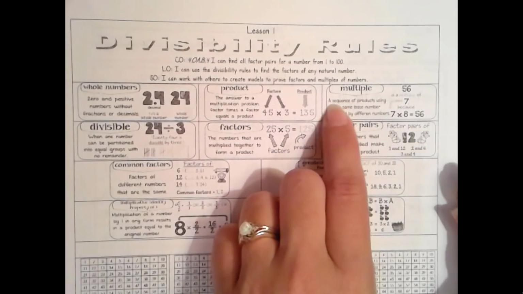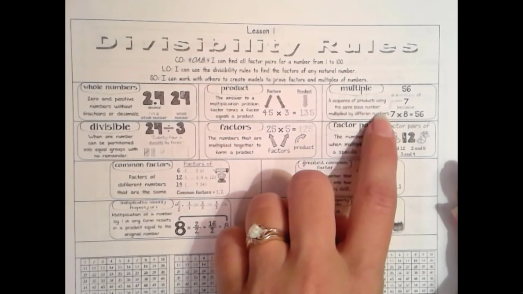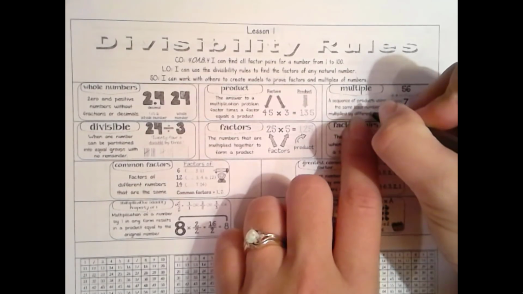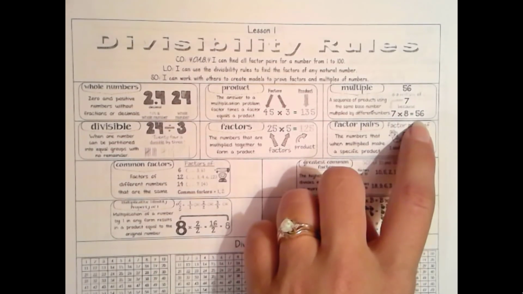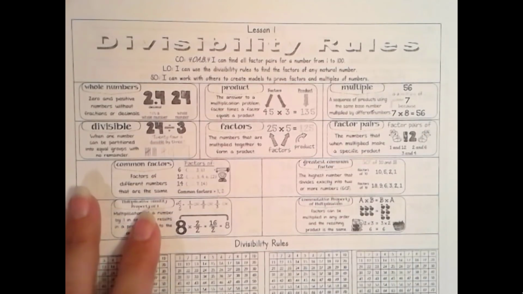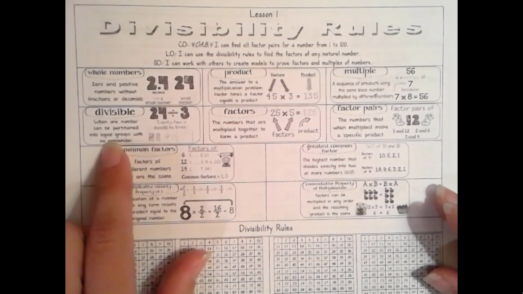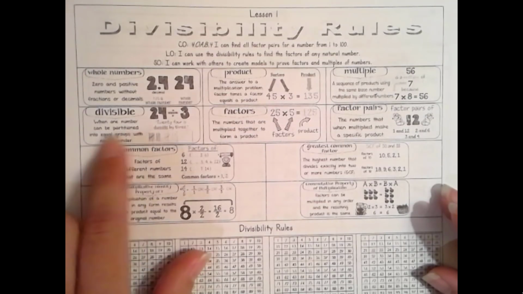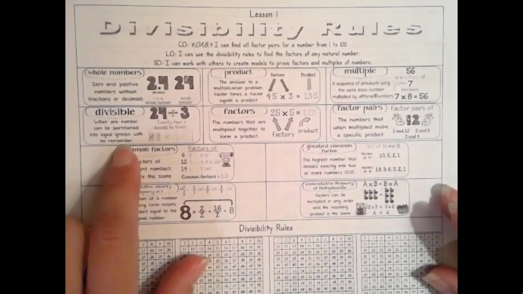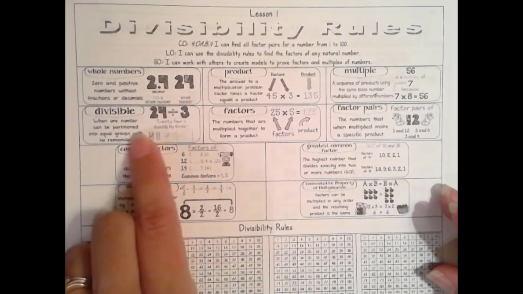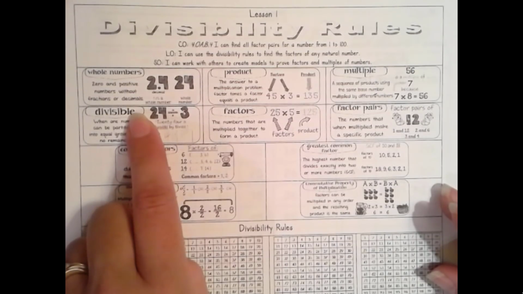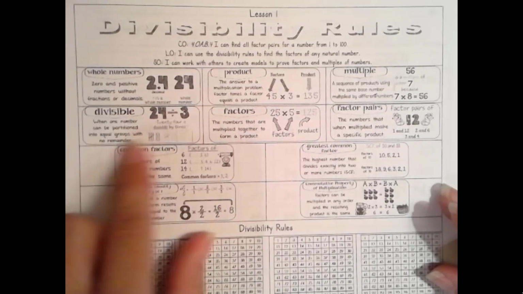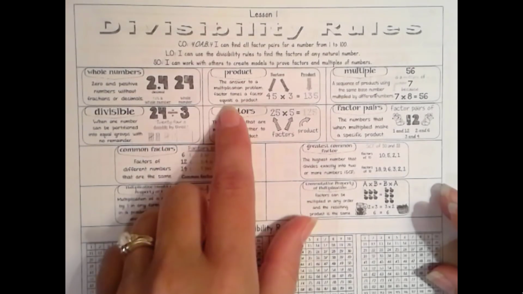A multiple. A sequence of products using the same base number multiplied by different numbers. That needs a T. So 56 is a multiple of 7 because 7 times 8 equals 56. Divisible. When one number can be partitioned into equal groups with no remainder. This is what we do with our daily fraction. So if it's divisible, that means you have no remainder. You can divide by a number and have a remainder, but that wouldn't be considered divisible.